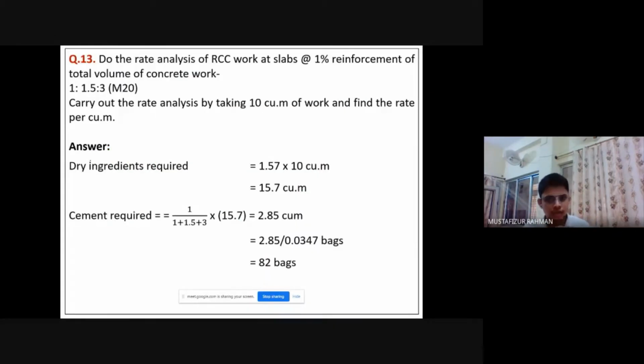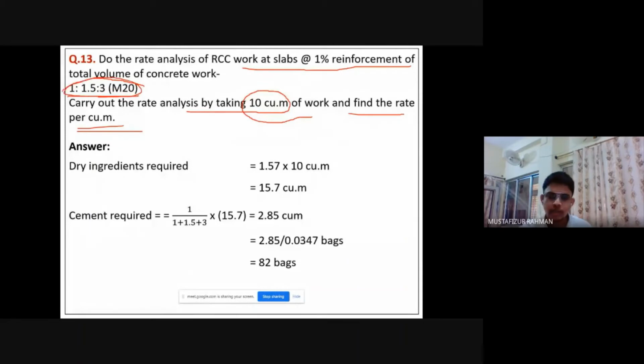Now we have a question here. We are asked to do the rate analysis for RCC work at slab. The percentage of reinforcement is given to us. The ratio of concrete is given to us. This is M20, where we are asked to carry out rate analysis by taking 10 cubic meters of work, and then we have to find the rate per cubic meter.